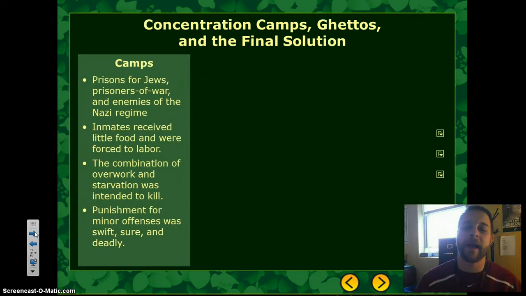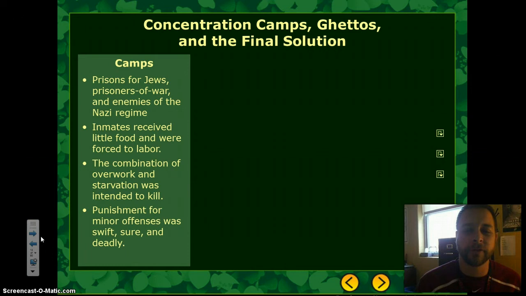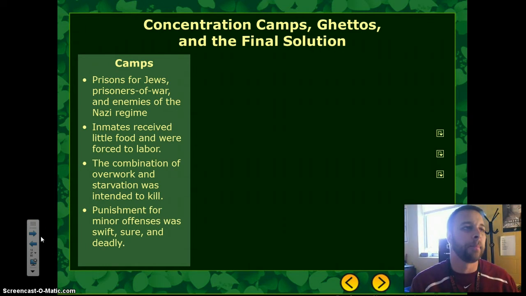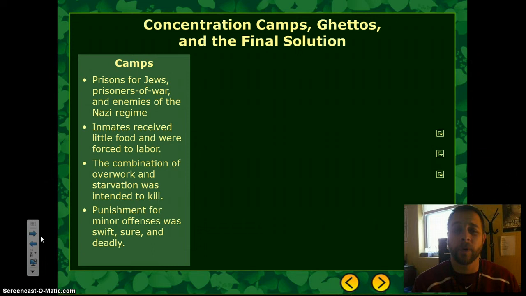All right, so in the final solution, you have two steps before the final solution. One is you have the camps, the concentration camps, and these are prisoners for Jews, POWs in some cases, and other people labeled as undesirable or enemies of the Nazis. They receive little food, they're forced to work very difficult labor, and this combination of overwork and malnutrition basically is designed to kill the Jews working in the camps. Minor offenses are punished by death almost always. There's not a court system or anything like that.